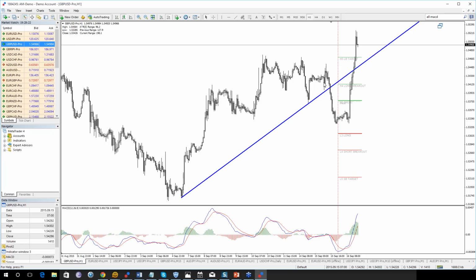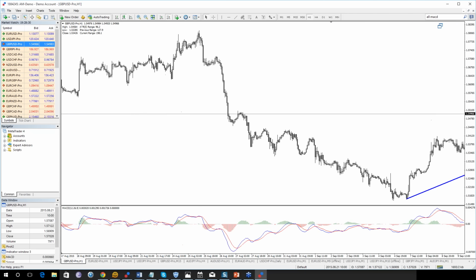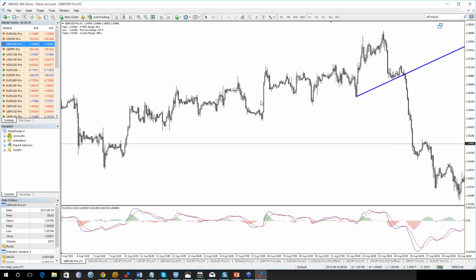Okay, here, at this spot, it has become an inner trend line. Okay. Let's find another example of an inner trend line. This trend line has become broken, and at this spot it has become an inner trend line. This is a normal trend line.